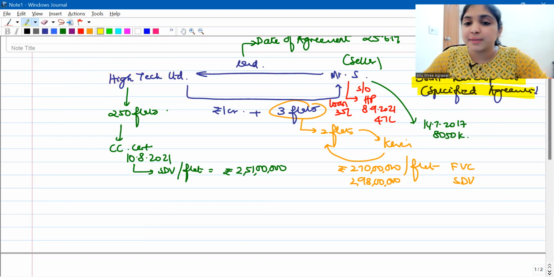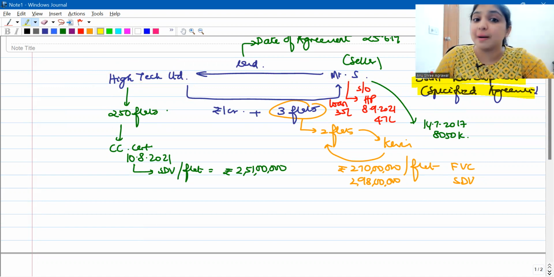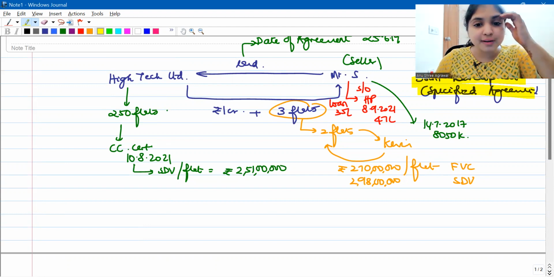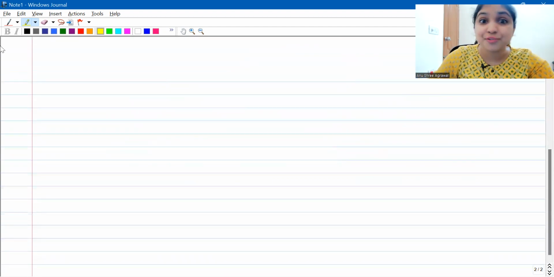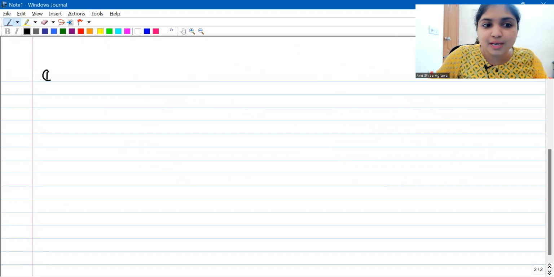Now, between High-Tech Limited and Mr. Sakshar, there's a joint development agreement. When there's a joint development agreement, Section 194IC applies. I am very sure some of you must be thinking about Section 194IA because transfer of immovable property, right? You must be thinking about 194IA, transfer of immovable property, consideration at least 50 lakh rupees, 1% TDS. But surprise, 194IA is not applicable here. Instead, we will apply Section 194IC.